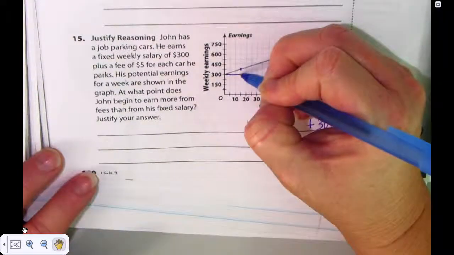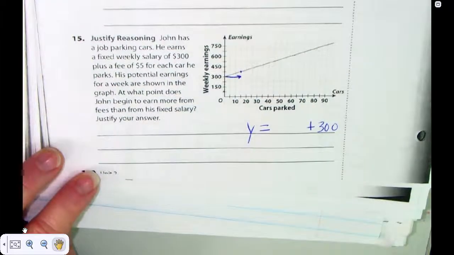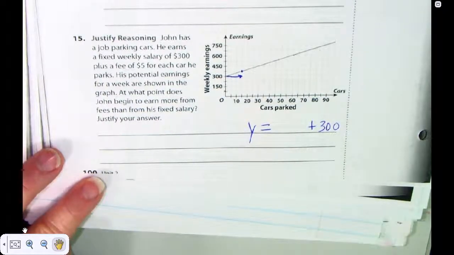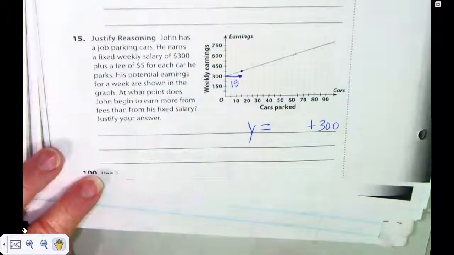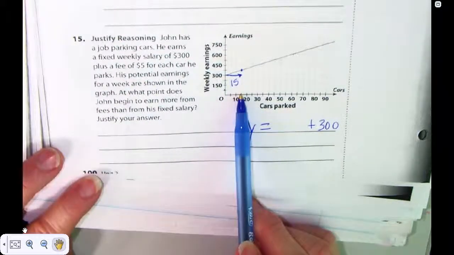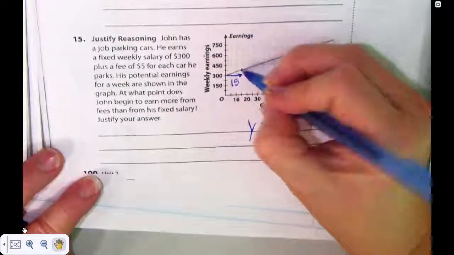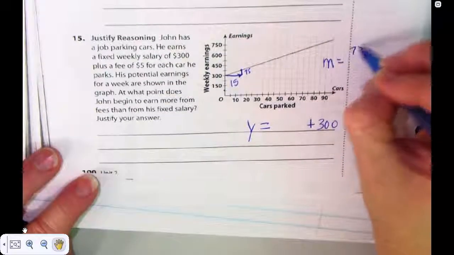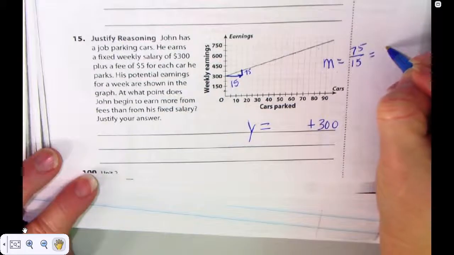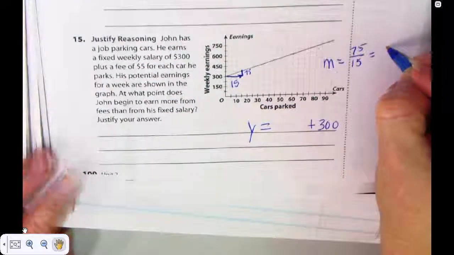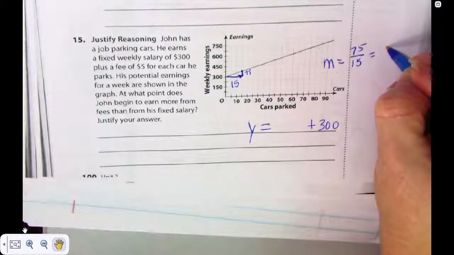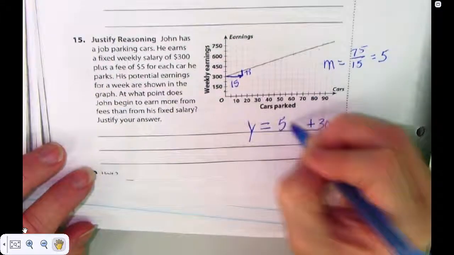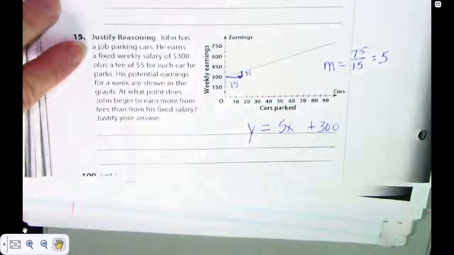Now, we're going to go over. What's our run? 3. They tricked you. It's not 3. Nope. 15. Good. Guys, you're going from 0 to 15. You're counting by 5s on the horizontal scale. And then we're going up. Good. So to get the slope, 75 over 15. Rise over run is what? 75 divided by 15. 5x.